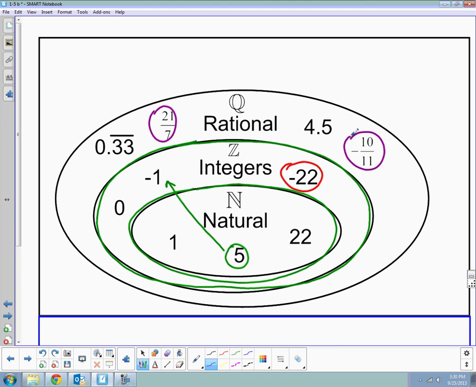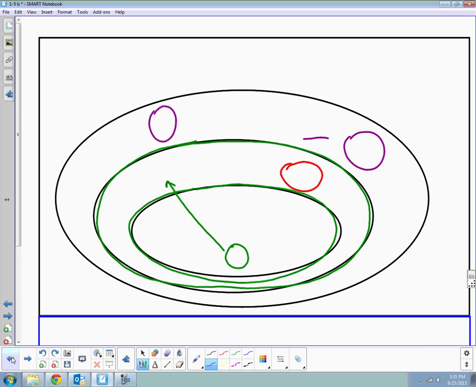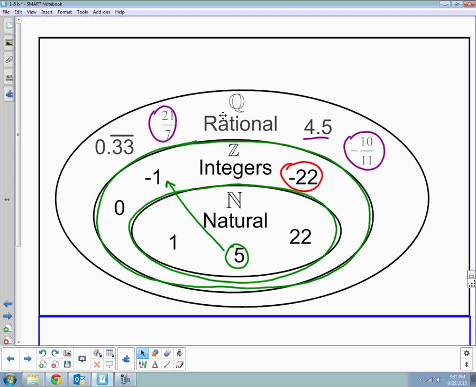4.5 is not a fraction. However, you could write that as 9 halves. Sorry, it's Friday afternoon, my brain's a little bit tired. So 4.5 could be written as a fraction, 9 halves. 0.3333333 forever could be written as 1/3. And so a decimal that either stops, so 4.5 stops, it terminates, or a decimal that repeats can be written as a fraction.